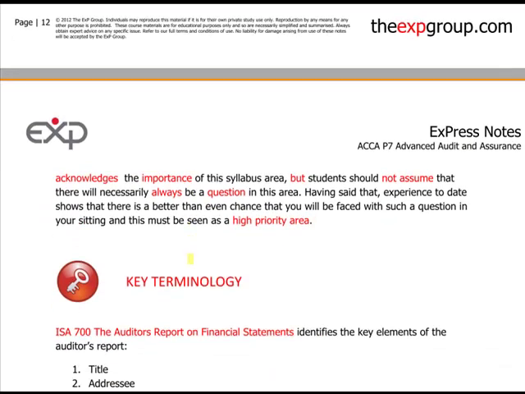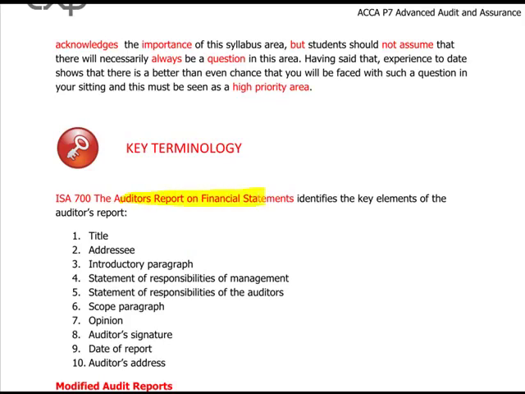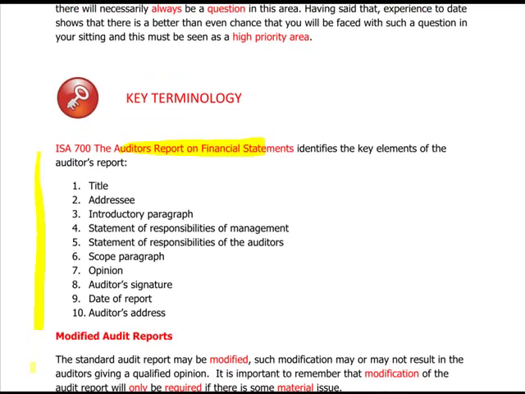Key terminology for an audit report in a financial statement: it must have all this information: title, addressee, management, auditor's responsibilities, scope paragraph, opinion, etc. You must also learn the order in which they come. So please, do learn this by heart.